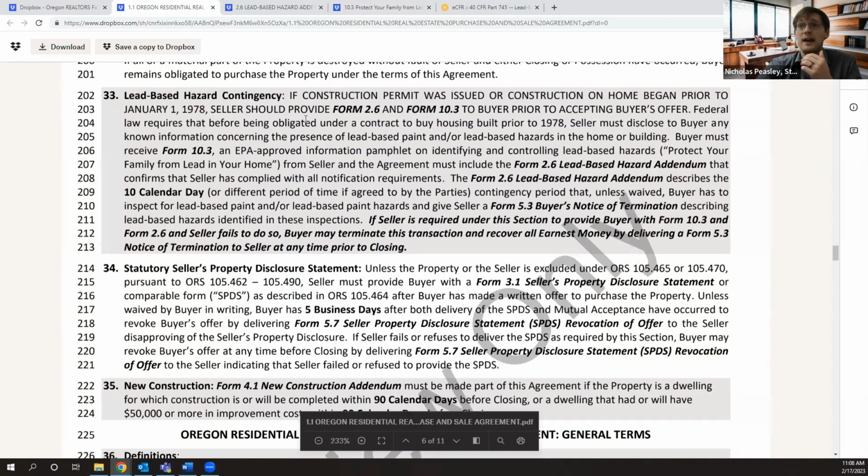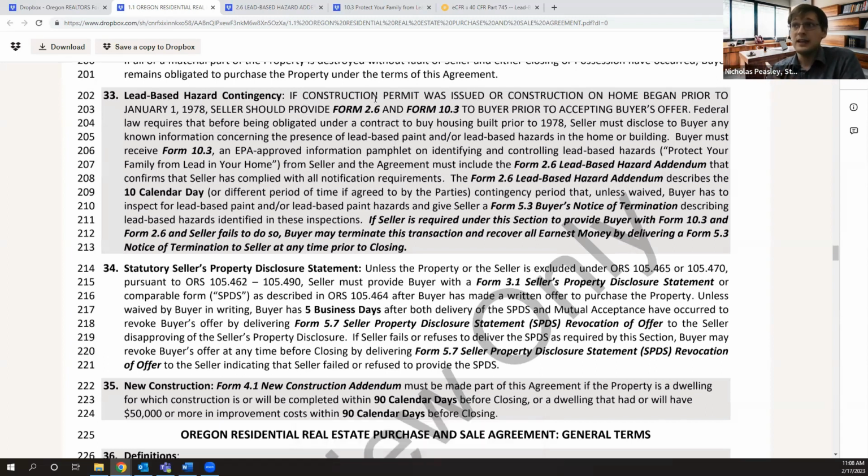So in our form, what we have is if the building was constructed and is considered target housing, you now need the hazard addendum and the pamphlet. They need to be given to the buyer prior to accepting the buyer's offer. So this prior to accepting the buyer's offer can also be treated as at the moment of accepting the buyer's offer. The EPA treats that as an acceptable answer as well.